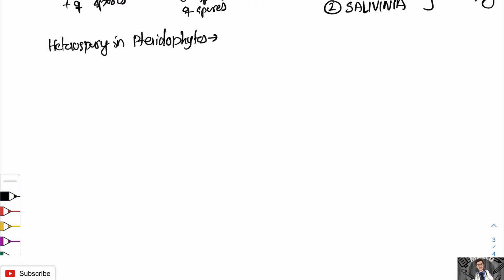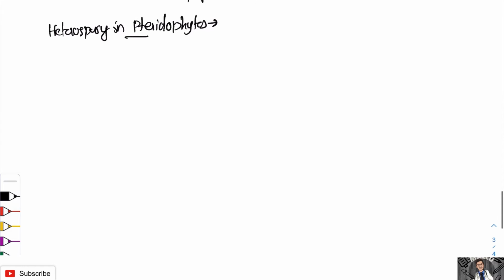I hope you are catching up with me. Let's see. So with what do we start, gametophyte or sporophyte? Yes, we start with sporophyte because they are predominantly diploid. So we start with sporophyte, and what does it produce? It produces sporophyll, right? But in heterosporous condition, it produces male and female types of sporophyll.